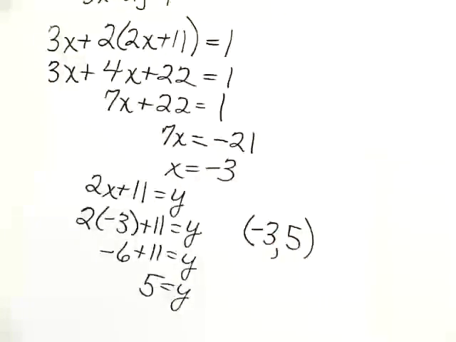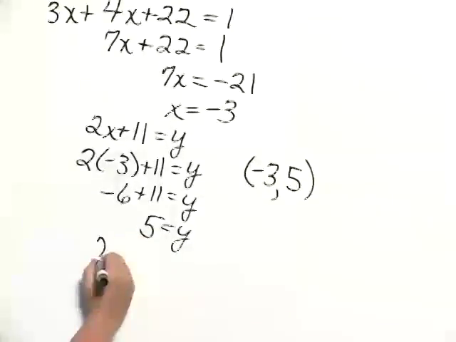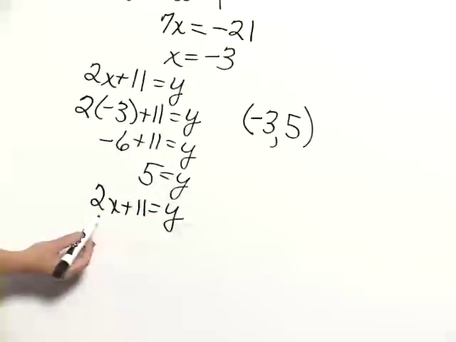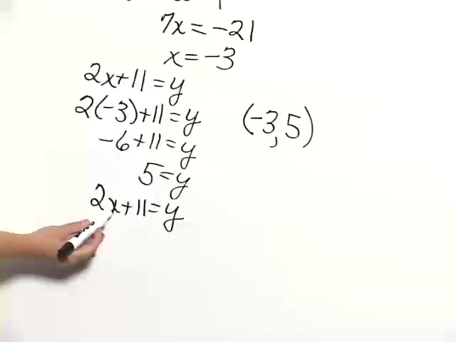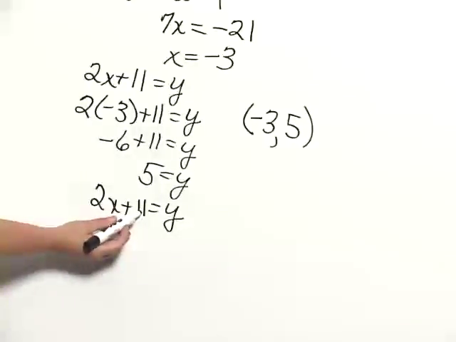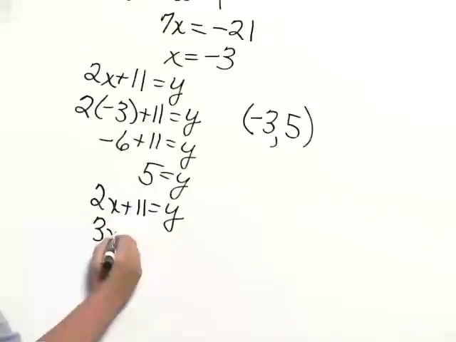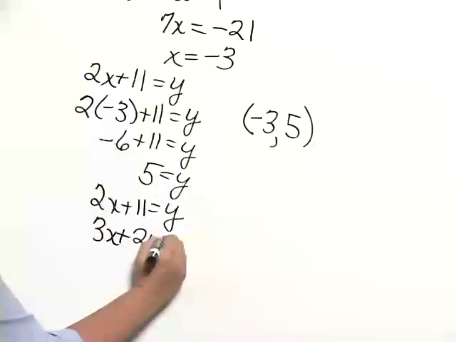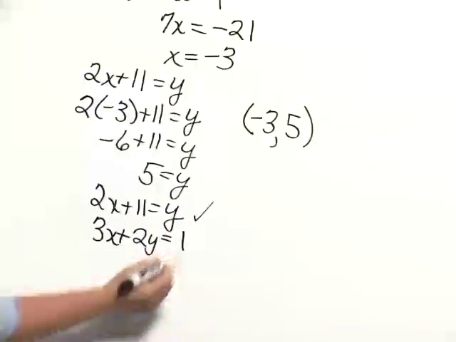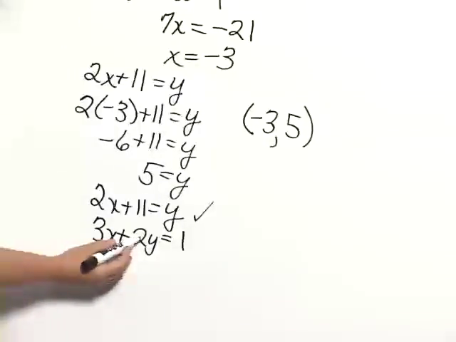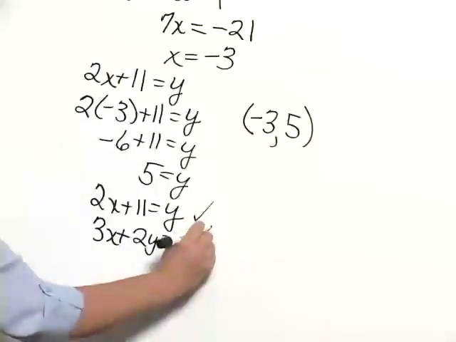To check that, I want to substitute that in both of my original equations. My first equation was 2x plus 11 equals y. Substituting, I have 2 times negative 3, negative 6 plus 11 is 5, and that does equal y. My second equation was 3x plus 2y equals 1. It checked in the first equation. Let's check the second one. 3 times negative 3 is negative 9, plus 2 times 5 is 10. Negative 9 plus 10 equals 1, and that checks.